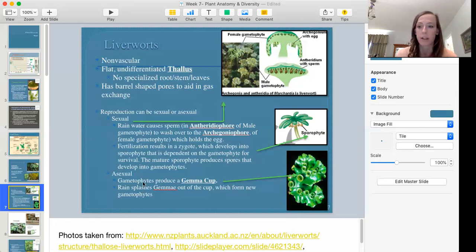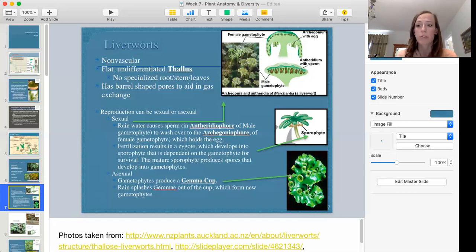The most simplistic way is obviously asexual reproduction. If you look at this bottom picture again, you'll notice there are these small barrel shapes on top of the thallus. That barrel is called a gemma cup, and it's used for asexual reproduction. Rainwater just splashes in and washes the gemma out of the gemma cup. That will lead to formation of a new gametophyte liverwort. So that is one way that the liverworts can reproduce.